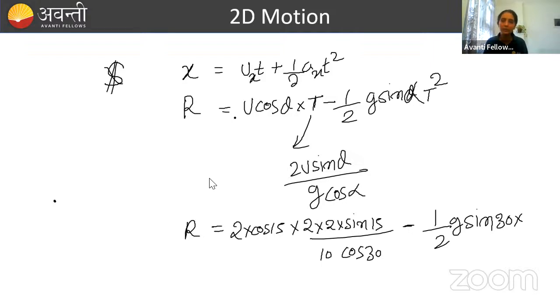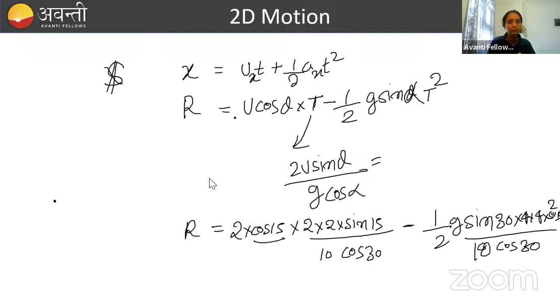If you're going to do t squared, you will get 4 into t squared. If you do that, what will happen? 4u squared, that is 4 into 4 sin squared 15, so sin squared 15 divided by what you're going to write? 10 cos 30. So you need to know the values.